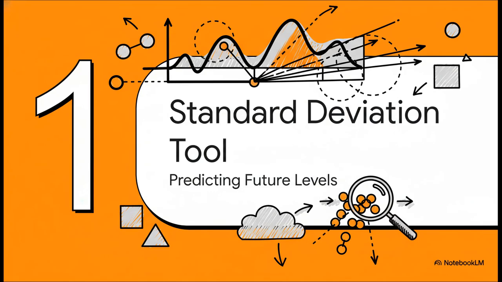So, the foundation of this whole strategy is the standard deviation tool, or STDV for short. At its heart, it's pretty simple. It's designed to measure the size and the volatility of a price swing, and then project potential levels out into the future where the price is likely to have a reaction.